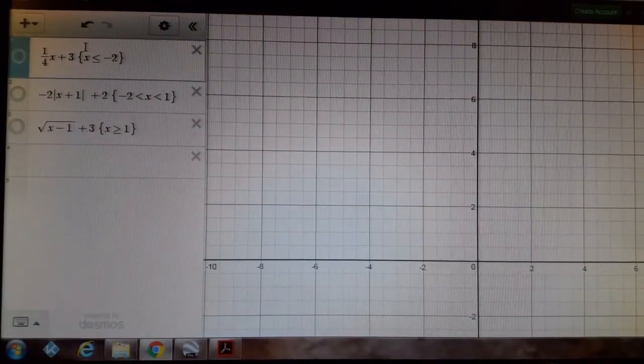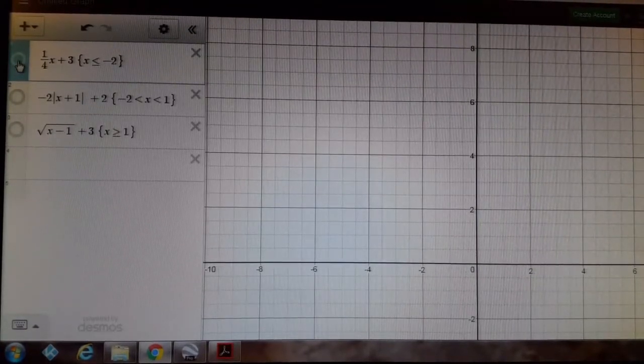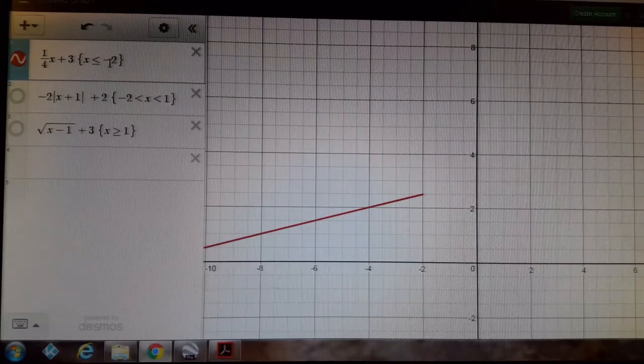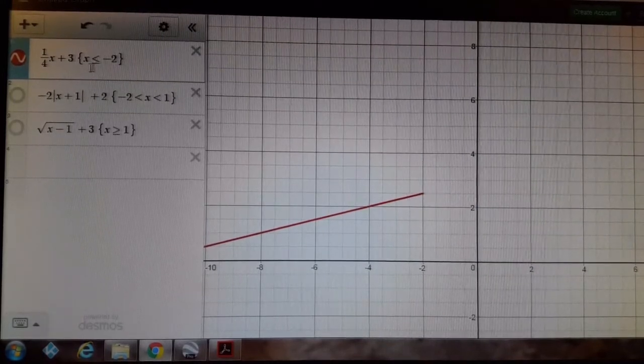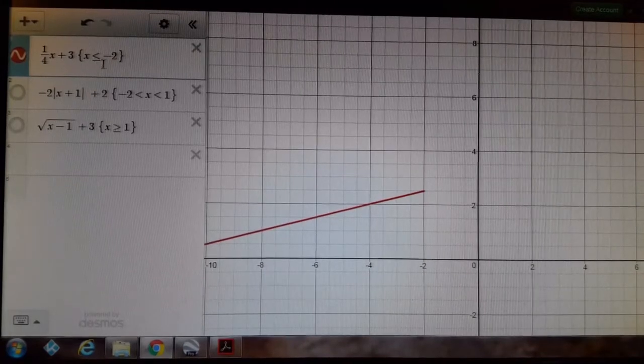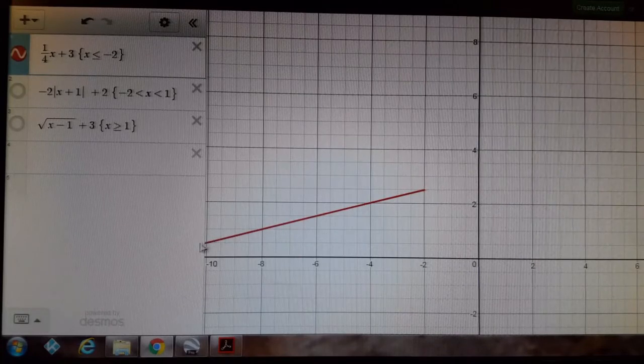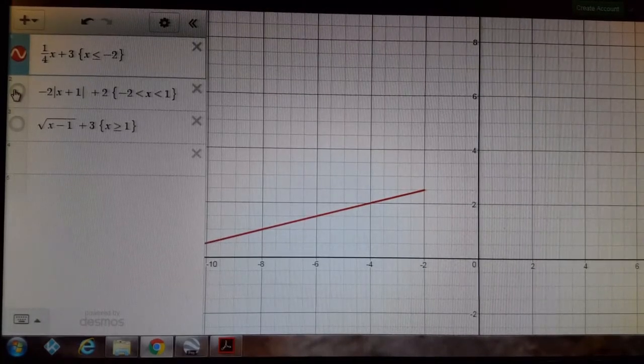So on Desmos, I have the three equations entered in. So here's our first equation. This is our linear equation. And the restriction is already applied. Remember, our restriction, the interval for this is when x is strictly greater than or equal to -2. Here's our red line indicating that linear equation.